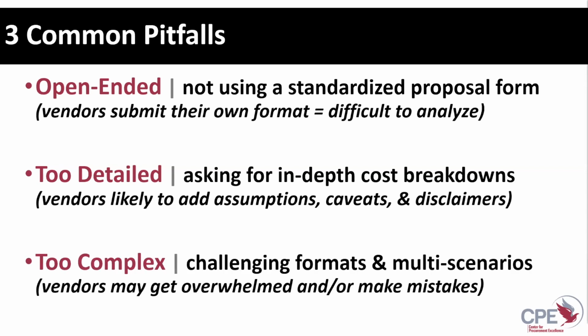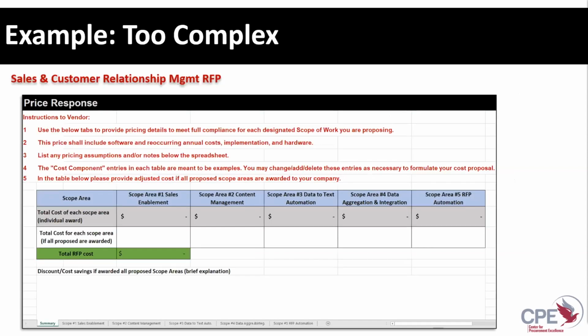And that's a challenge. And the other big thing is we can get too complex. So we can make it difficult, provide challenging formats. We ask for all these different scenarios, and that can overwhelm our vendors and cause them to make mistakes. Let me give you a quick example of that, and then we will close out our teaching moment. So a quick example of that.